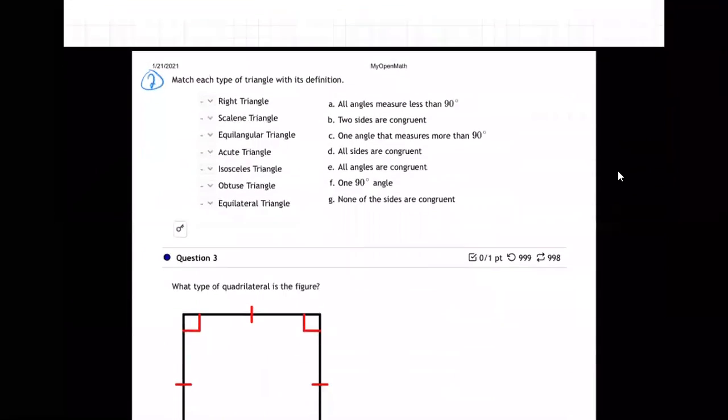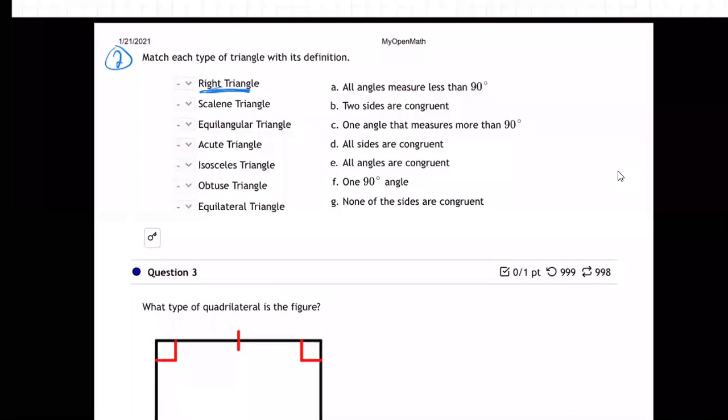All right, so with that in mind, let's go to it. A right triangle, one 90 degree angle, so that's F for me anyway. It's going to mix it up for each one of you.